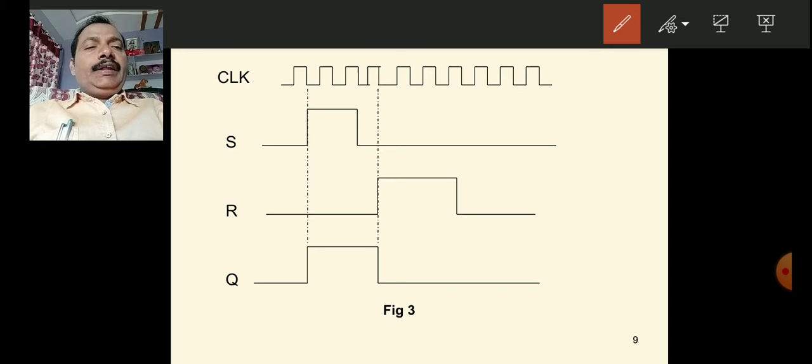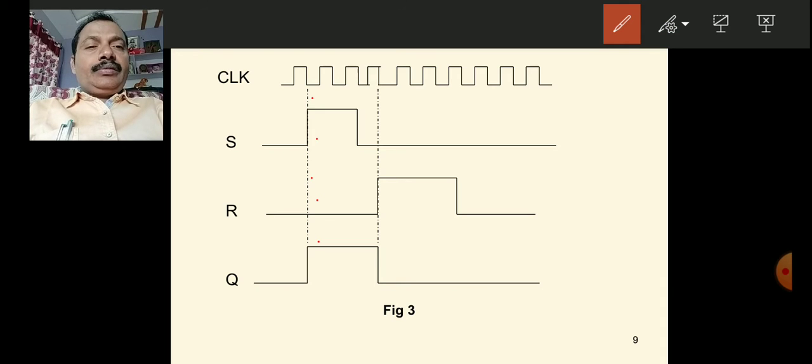this is a negative edge triggered flip flop. So whenever it is a negative edge triggered flip flop, then at these negative edges, these are the negative edges, only at these negative edges, the flip flop is activated, enabled. That you have to remember. So hence a dotted vertical line is drawn here.